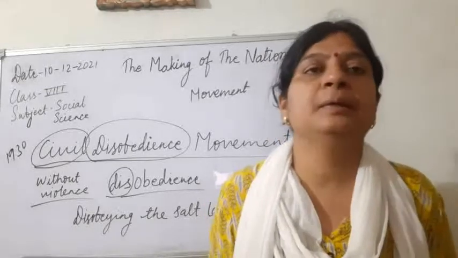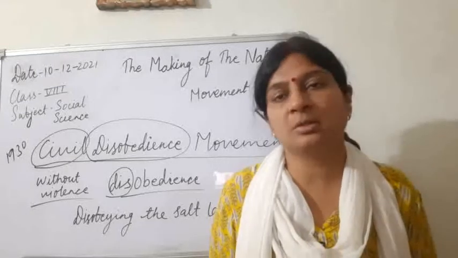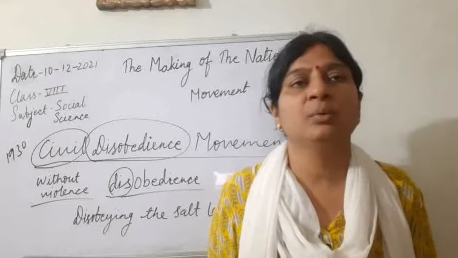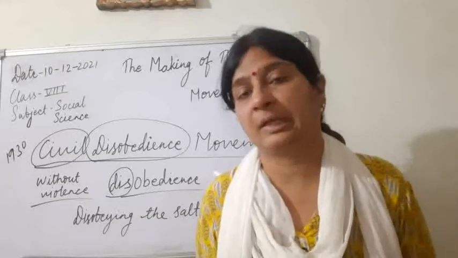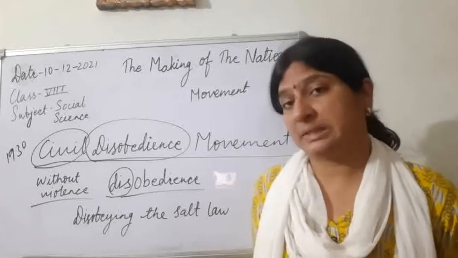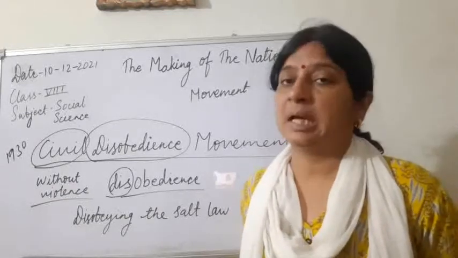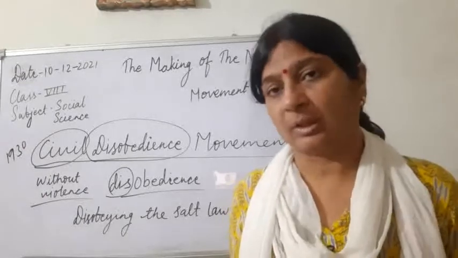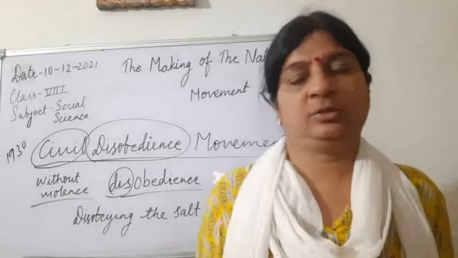Okay, and what was the salt law? The salt law said that the state had a monopoly on the manufacture and sale of salt. No one can manufacture salt, no one can sell salt. The state has monopoly on the manufacturing and selling of salt. Now, from where do we get salt?